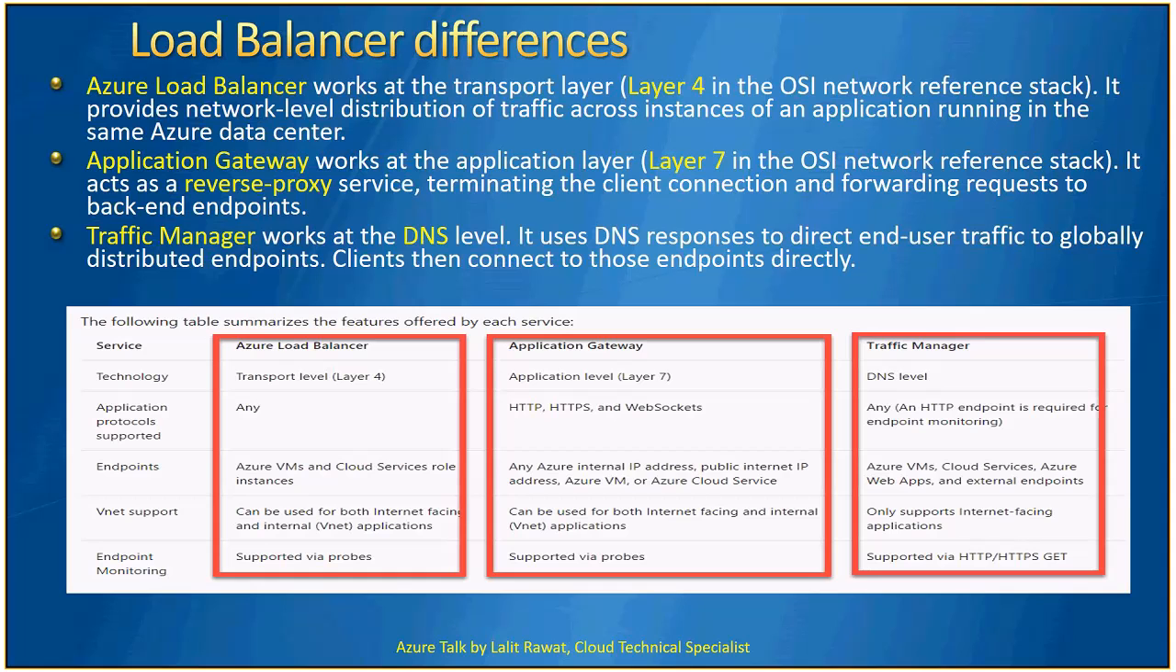Similarly, for VNet support, only load balancer and application gateway can be deployed in a VNet, but Traffic Manager cannot be deployed inside the VNet. For the endpoints supported by Azure Load Balancer, you can have your backend Azure VMs and cloud service. For application gateway, you can have any Azure internal IP, which is the private IP, and the public internet, and you can obviously have your Azure VMs too. So that's, in a nutshell, the differences between the load balancers, application gateway, and Traffic Manager.